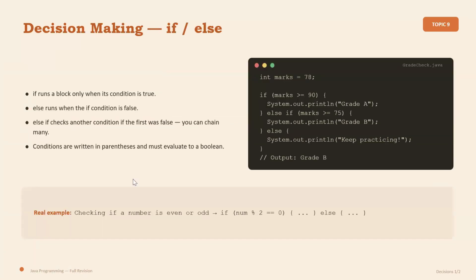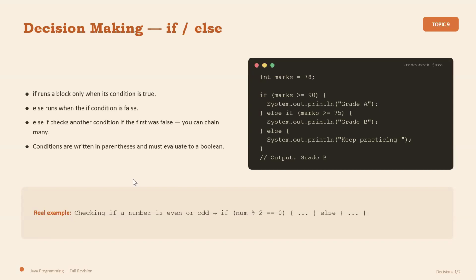And next we have decision-making statements. Decision-making is one of the most important parts of programming. In Java, we use if, if else, else if, and switch case. Yes, so if executes a block of code when the condition is true.